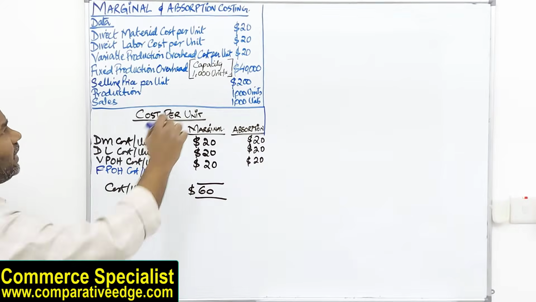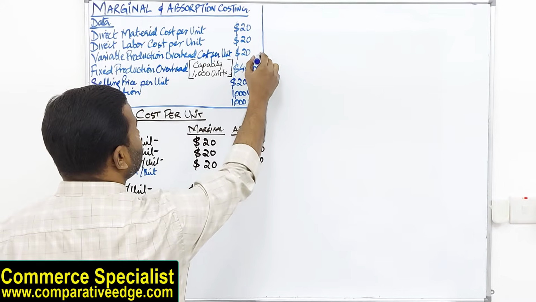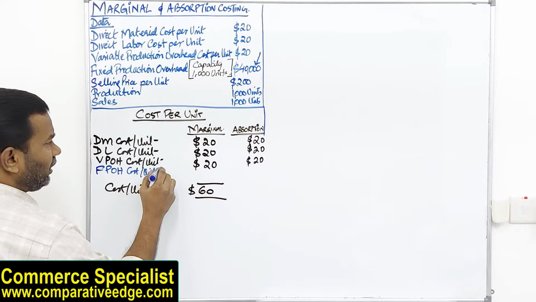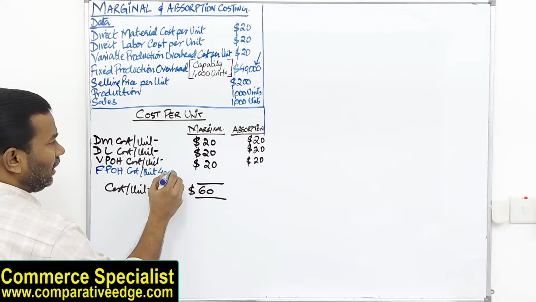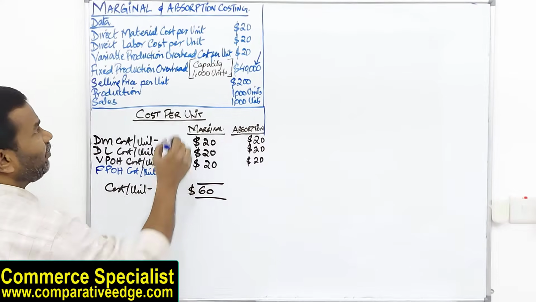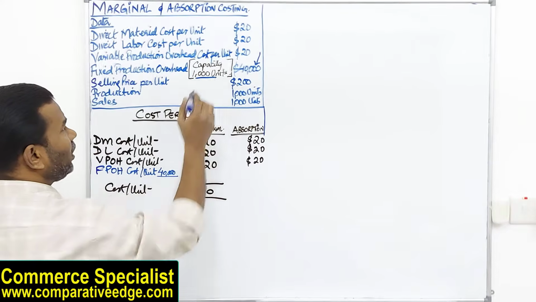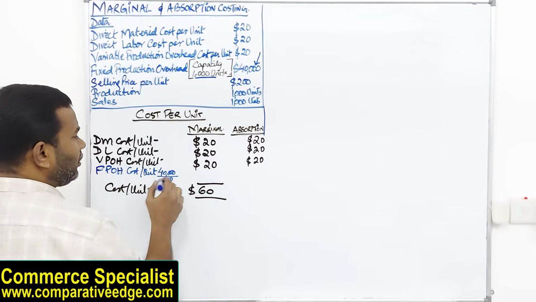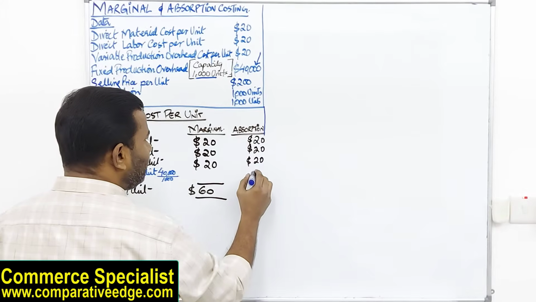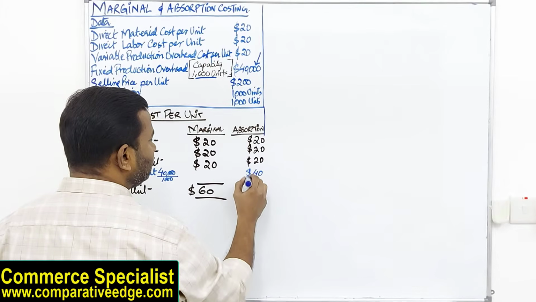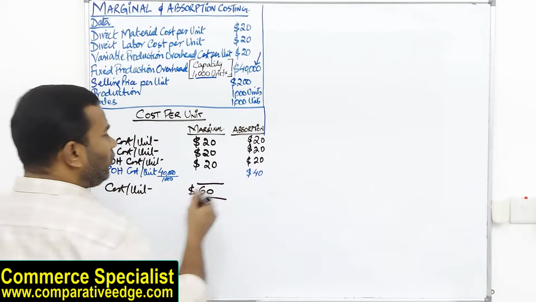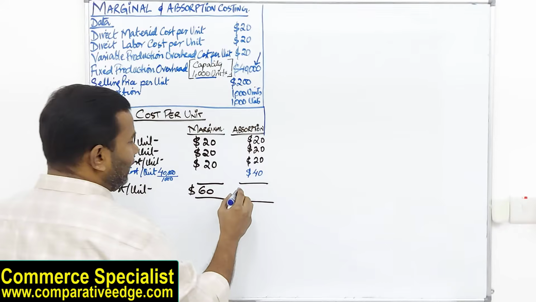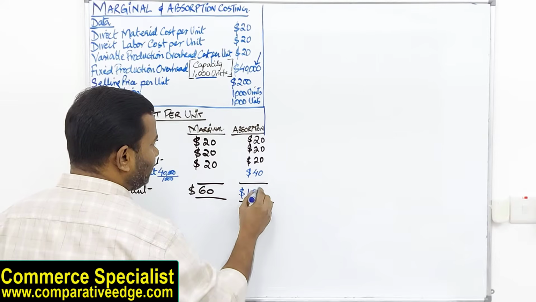If you look at the fixed production overhead here, which is 40,000, I'm going to take this 40,000 and divide it by the capacity. We are given the production capacity, which is 1,000 units. So when I divide 40,000 by 1,000, I'm getting $40. Now if you look at absorption cost per unit, this is coming to $100.